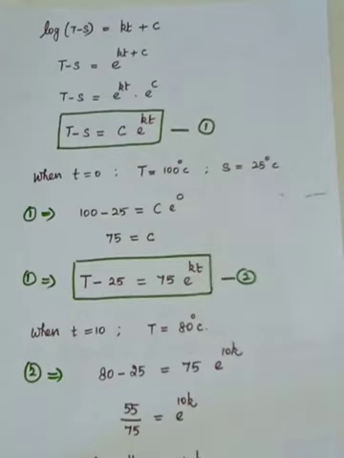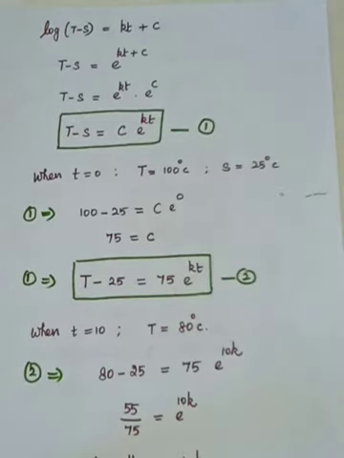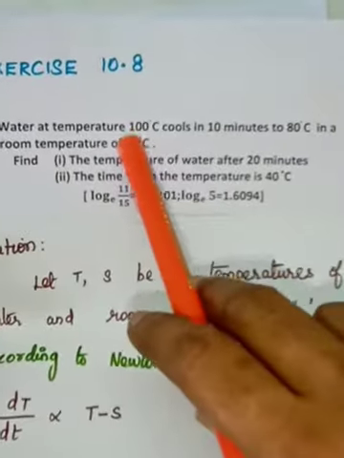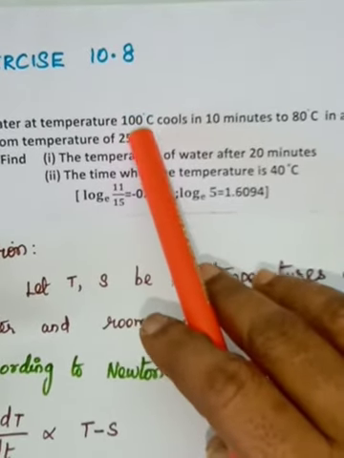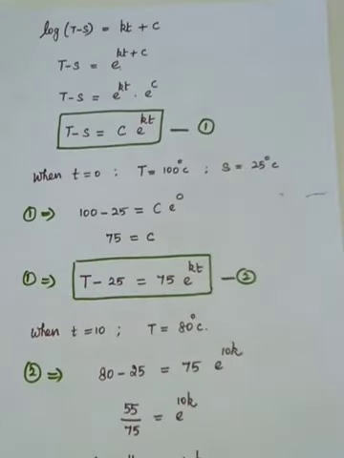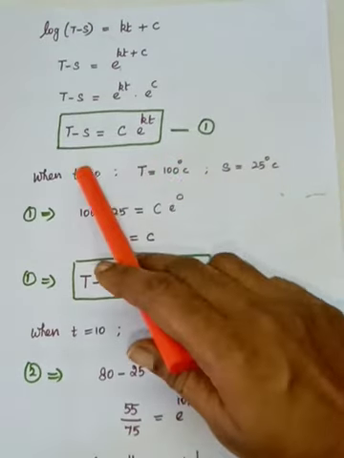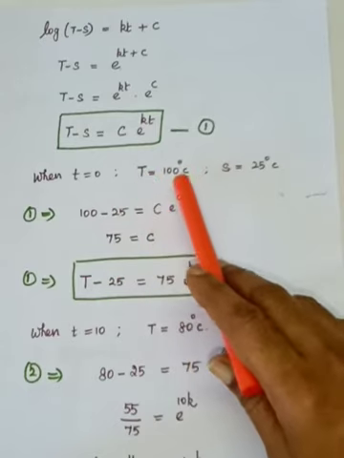So we formed the differential equation, we have solved it, and we have written the expression in terms of capital T and small t. Okay, next you have to apply the initial condition. So you see that first, water at temperature 100 degrees Celsius. So initially the temperature of the water is 100 degrees Celsius. Initially, how can we mention it? t is equal to 0, the temperature of the water is 100 degrees Celsius.